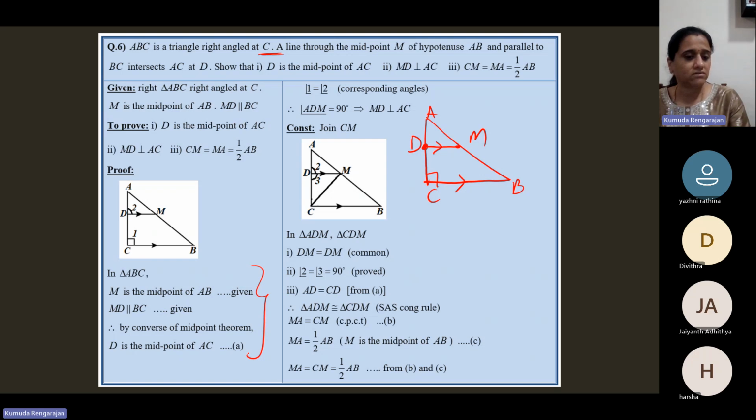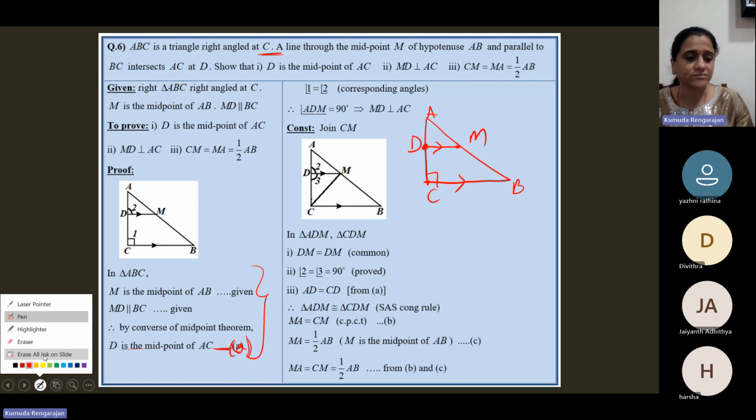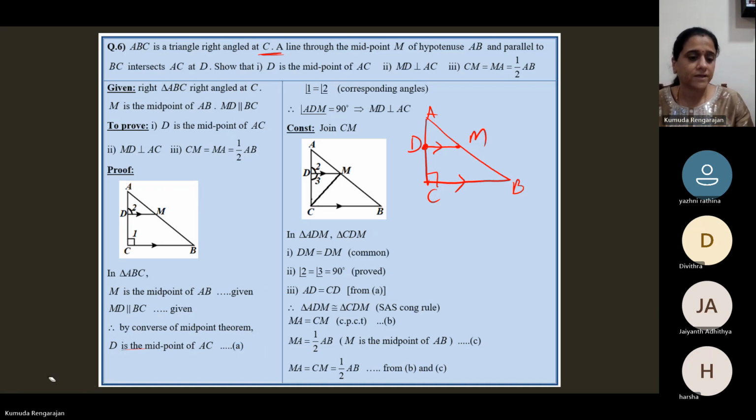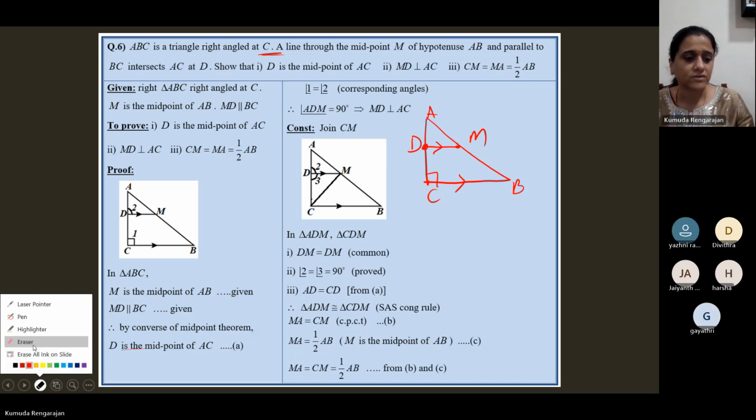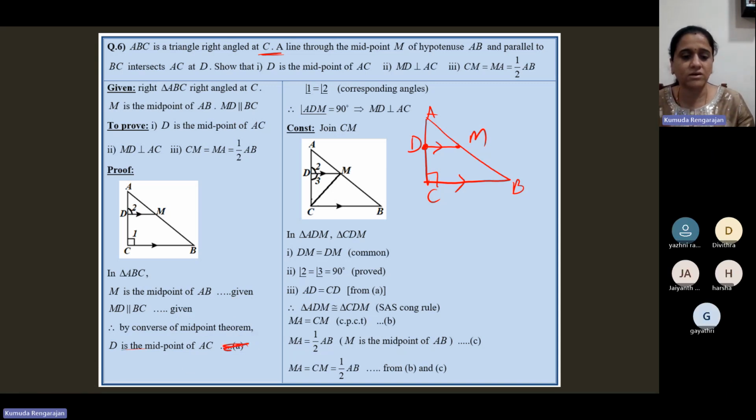So here, this is converse of midpoint theorem. And then should I call this result A? As soon as you finish writing this, should you call this result A? No, you will not know that you'll have to call it A. You will write given, all this you will write. But how will you know that you have to mark this A? At this point, you will not be writing A here.